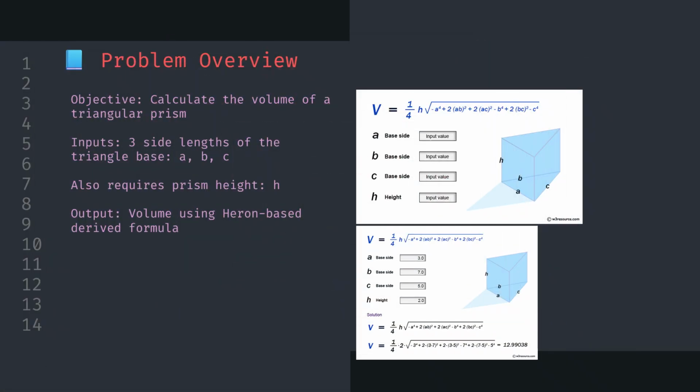To compute the volume, we need four values: the three sides of the triangle that forms the base, and then the prism's height. The formula we're using is derived from Heron's formula and calculates the volume based purely on those side lengths and height. It is more flexible because it doesn't require a traditional base times height triangle. Now, let's see how the JavaScript implementation works.